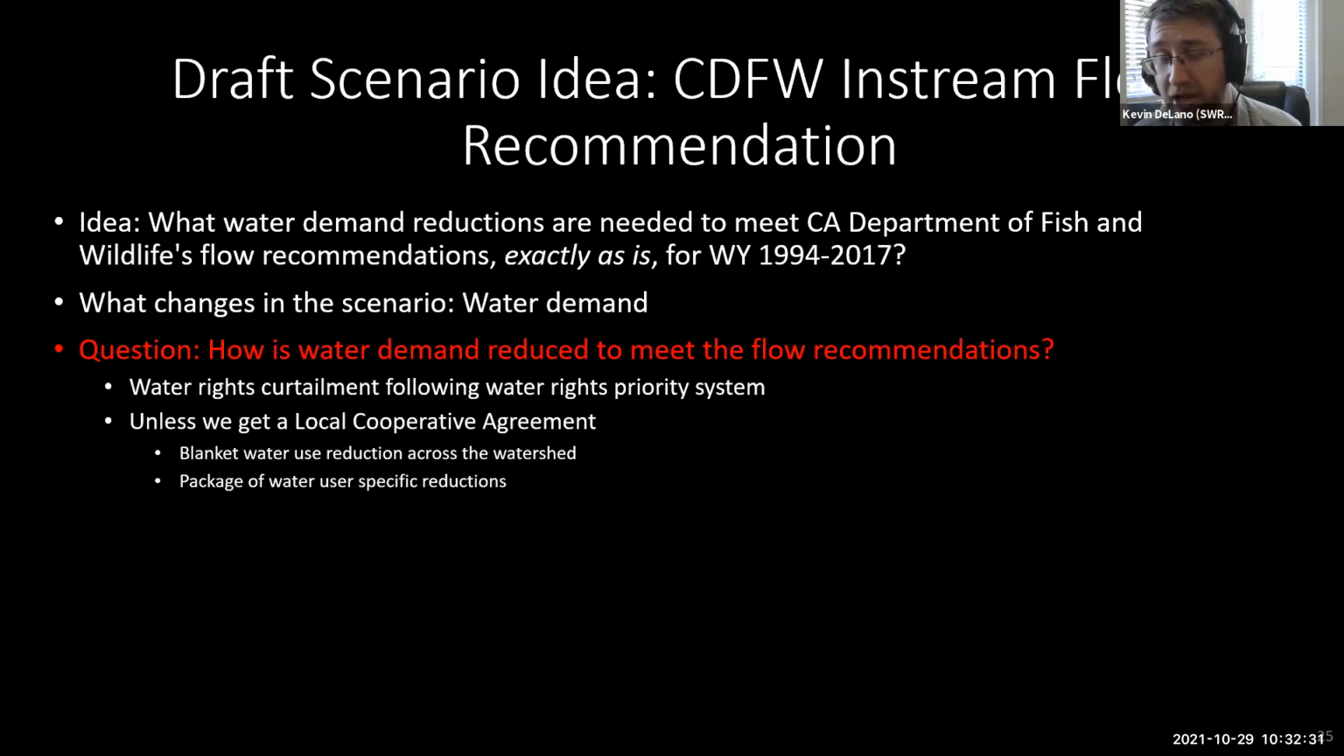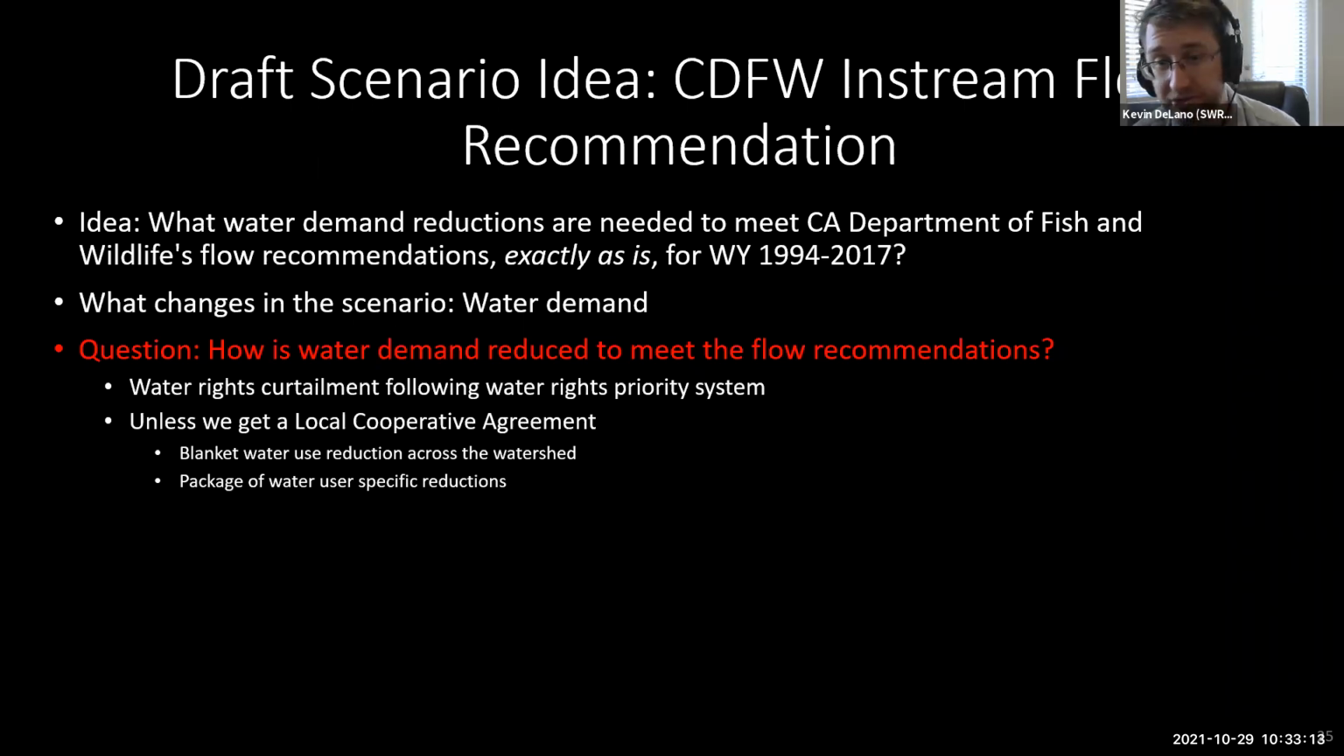So as a reminder for everybody, in this Water Action Plan, Water Resiliency Portfolio Initiative that the state is working on, the California Department of Fish and Wildlife recommends flows to the State Water Board, and then we take that into consideration and consider developing balanced flow objectives that balance the human and ecosystem uses of water. But for this scenario, we thought, what if we did a bookend? What if we took the California Department of Fish and Wildlife scenario and reduced water demand to meet those flow recommendations exactly as they are for water years 1994 to 2017?